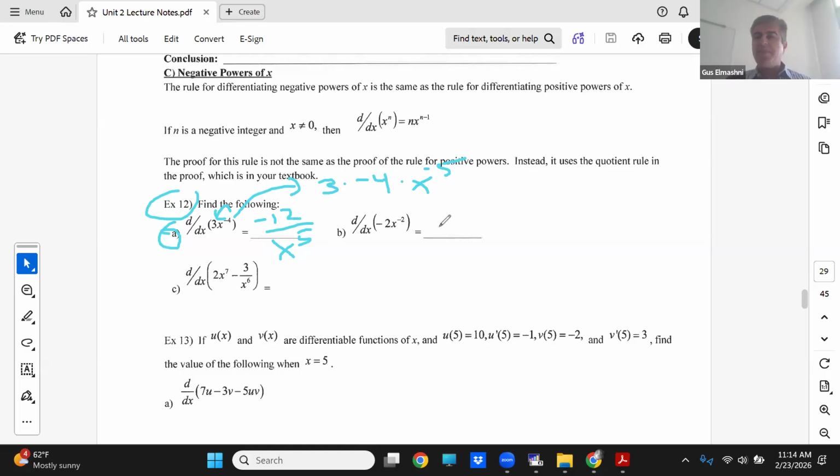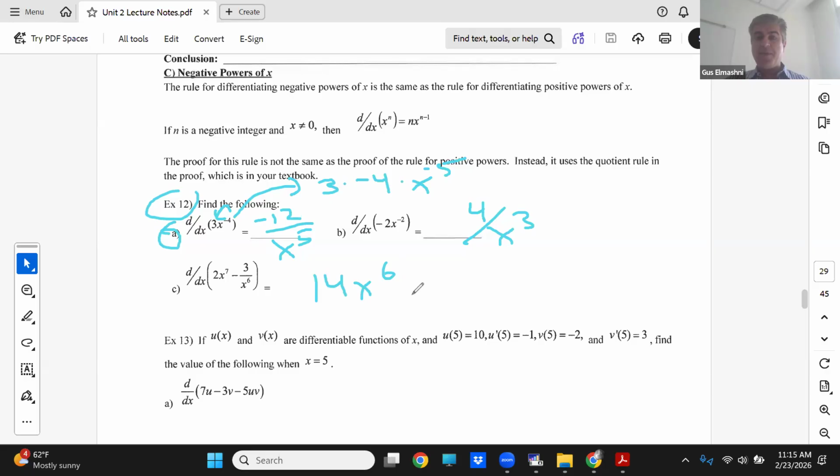So for part B, what should we do now? What would that be? 4 over x cubed. Because x is -3, so it comes 4 over x cubed. Okay. And then for part C, you have two different things, but because there's a minus in between, you could do each one individually. That's one of their derivative properties. So that should be 14x^6.